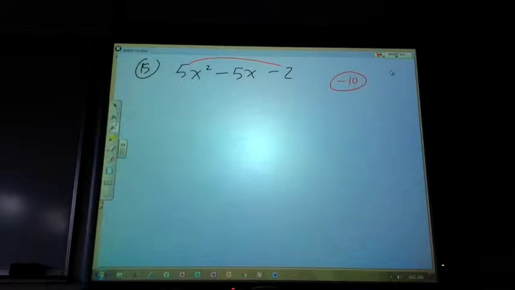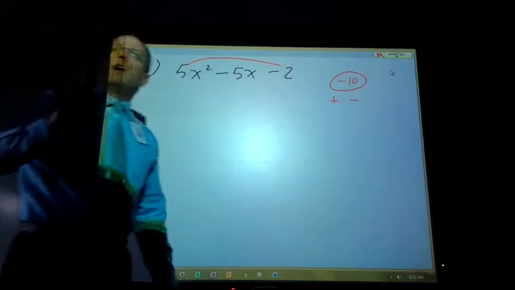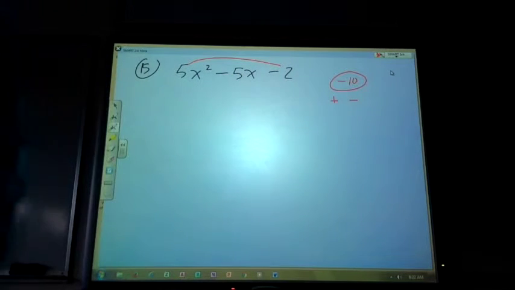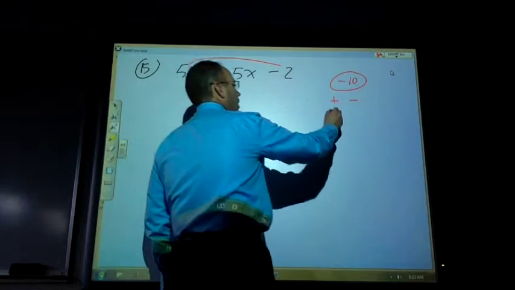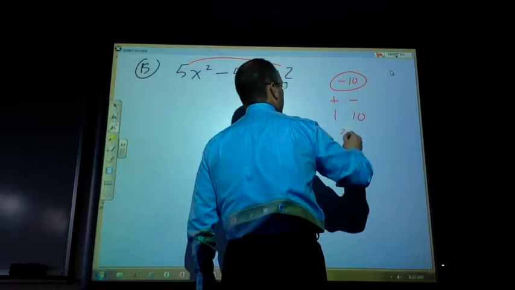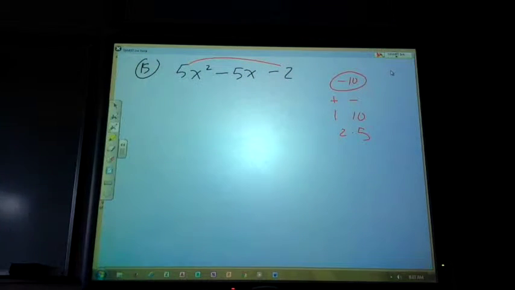Yeah, they're alternating, positive and negative, or negative positive. Okay? So a negative times a negative is going to be positive. A positive times a positive is positive. And if I had alternating, one being positive, one being negative, in whatever order, would give me a negative number. Okay, so the factors of 10 are 1 and 10 and 2 and 5. Which of those, when I add together, would give me negative 5?